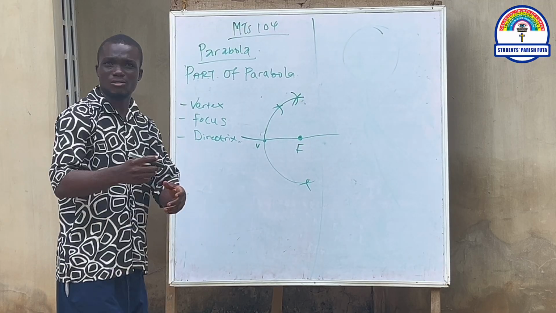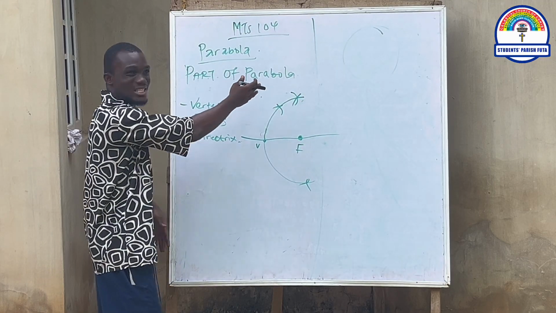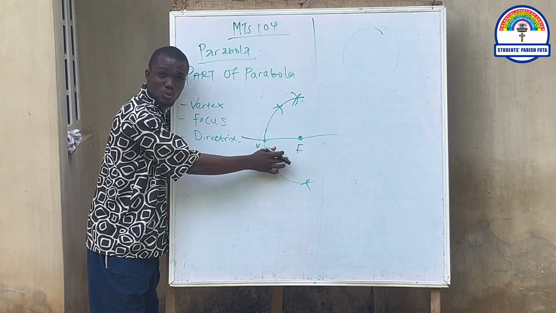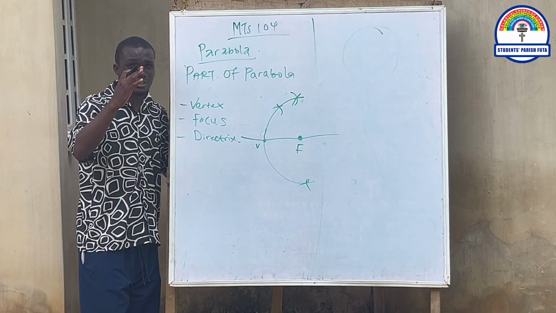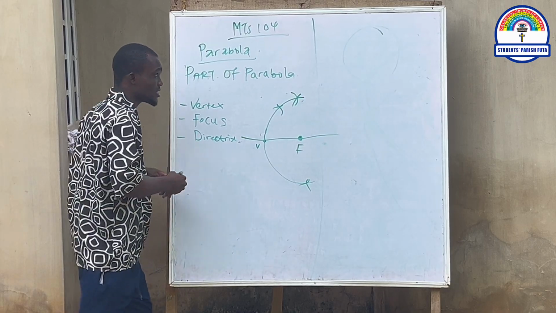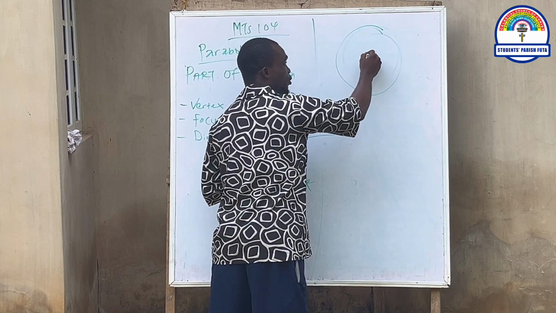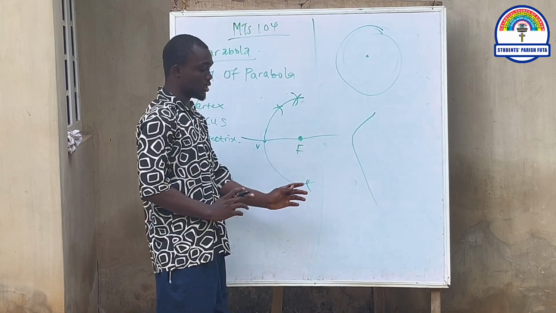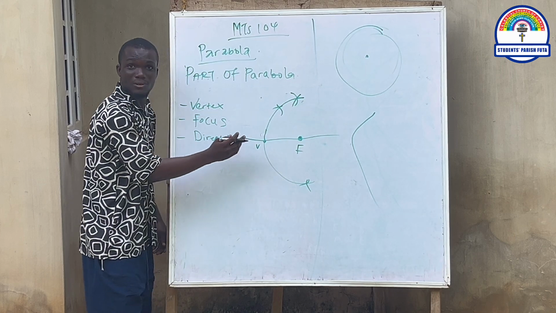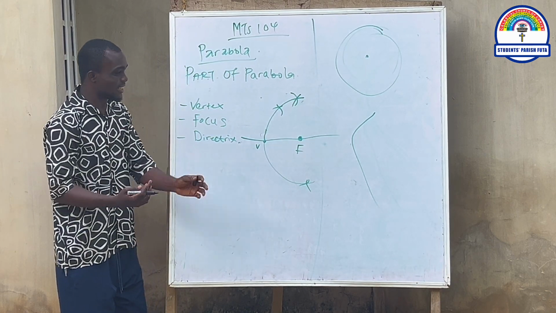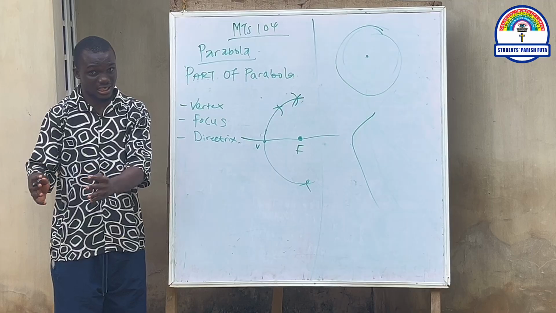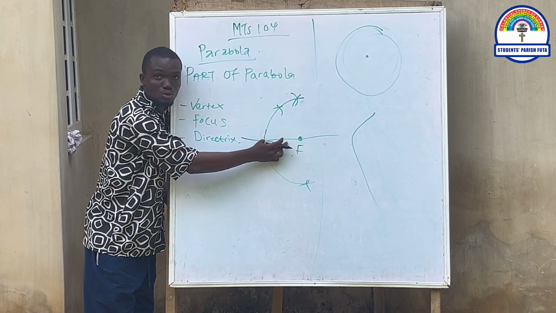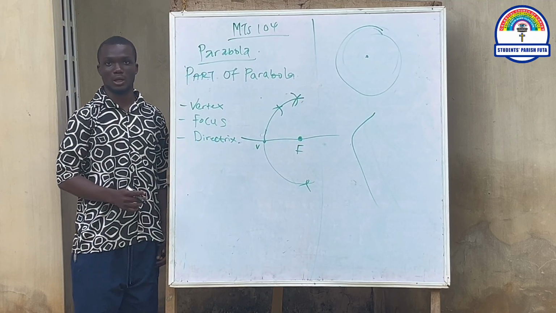So the vertex and focus are the points we use to get the parabola. I'm not saying the focus is the center. It's just for us to understand it better. This is a circle, and a circle is different from a parabola. Do you understand? So this is focus, this is vertex. What I'm trying to say is that the focus is not the center. The vertex and focus are used hand in hand to draw the parabola.